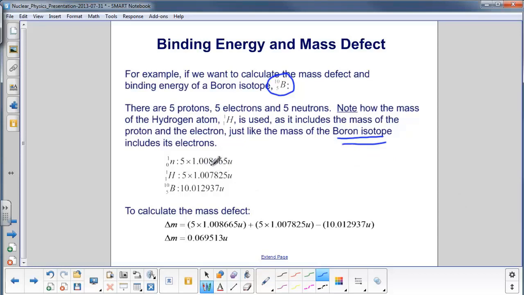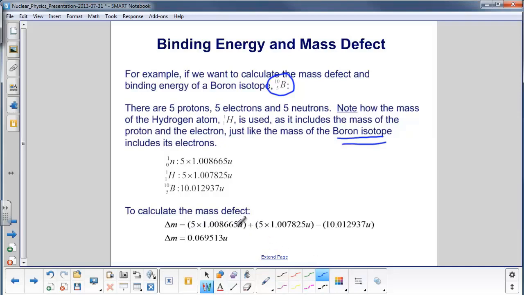So the total mass here, we have 5 neutrons. They have an atomic mass unit. Each neutron has a mass of 1.008665 atomic mass units. The hydrogen atom, which is a proton plus the electron, is 1.007825 atomic mass units, and we have 5 of them. And the mass of boron includes 5 neutrons, 5 protons, and 5 electrons. So you can see by using the hydrogen atom, we will subtract out the electrons so they won't come into the problem. So we will find the mass defect.